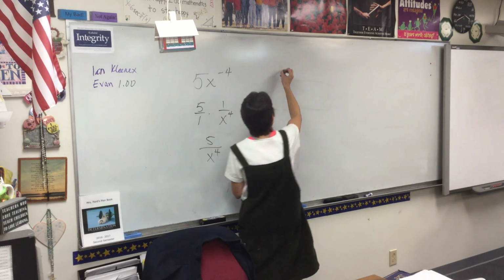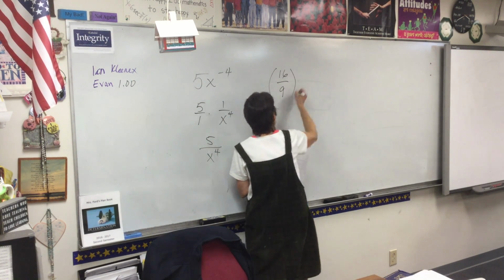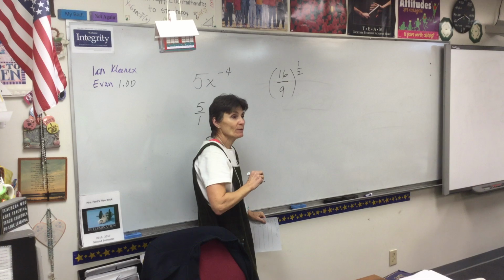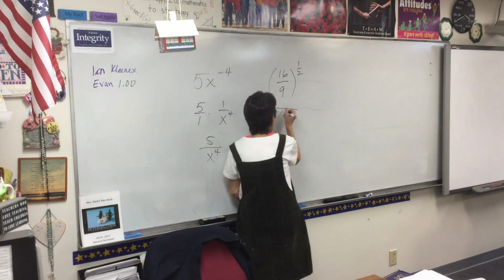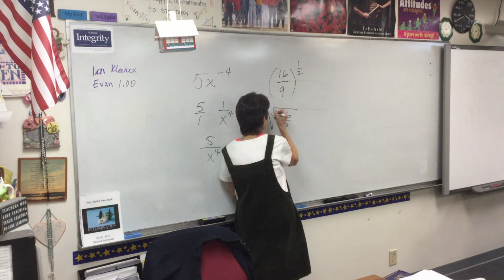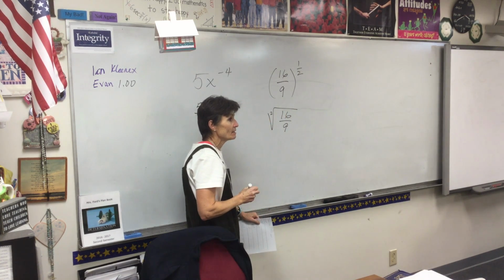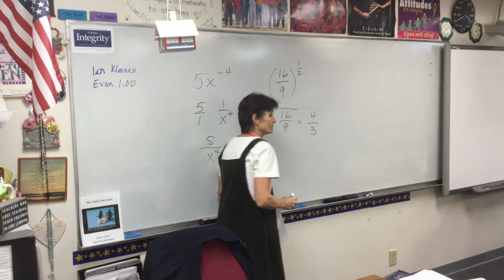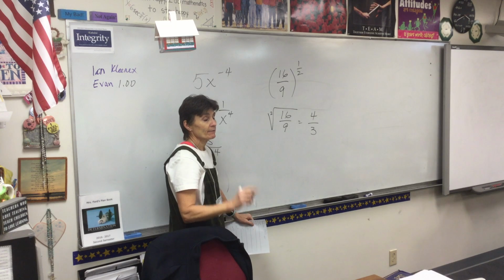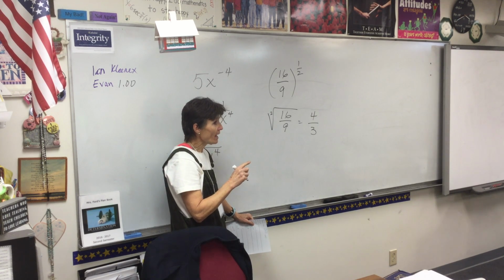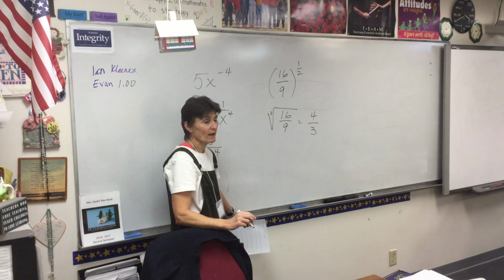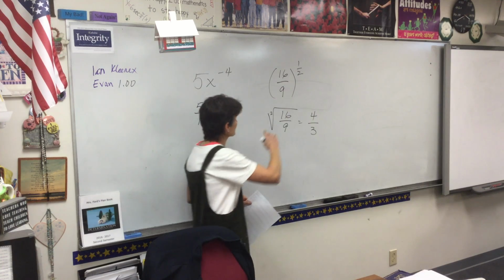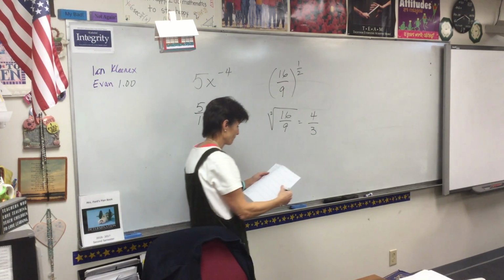All right, 16/9 to the 1/2. 4/3. What does a fractional exponent mean? A radical. And since that's a 2, it's a square root problem, right? Square root of 16, square root of 9. If you are struggling with that, you need to practice in these next 5 days. Because this has to be kind of automatic. That when you see a 1/2, you think square root.